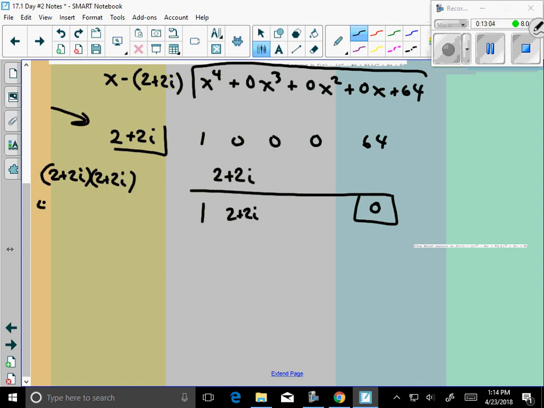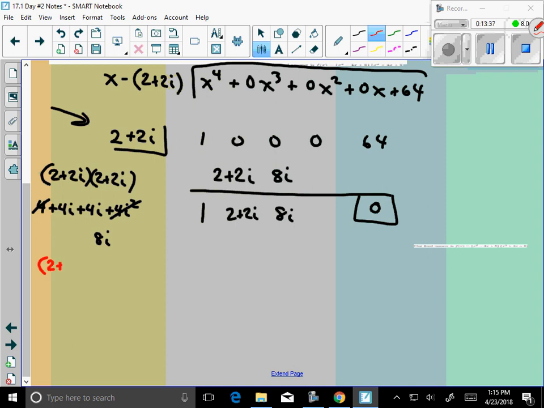Let's do that off to the side here real quick. Foiling, I get 4 plus 4i plus 4i plus 4i squared. Let's simplify that. I know that's 8i. 4i squared is what? Negative 4. So 4 and negative 4, they cancel. So I get 8i. Okay, 0 plus 8i is 8i. And now I multiply again.